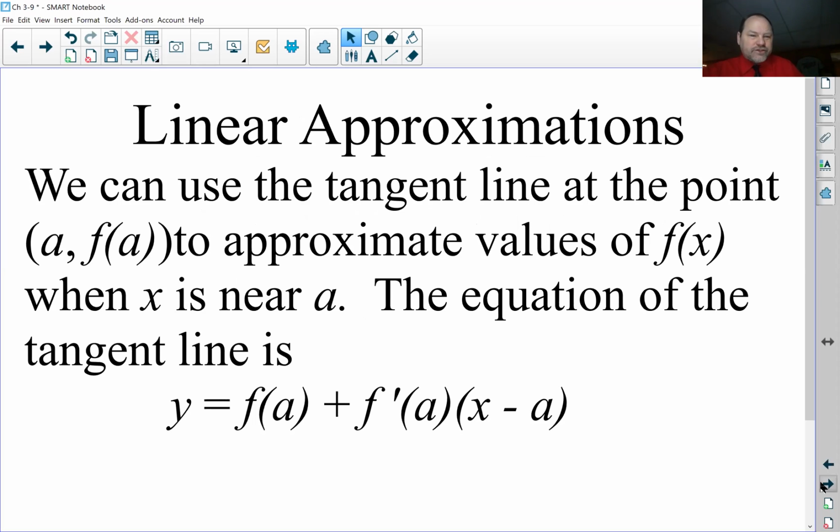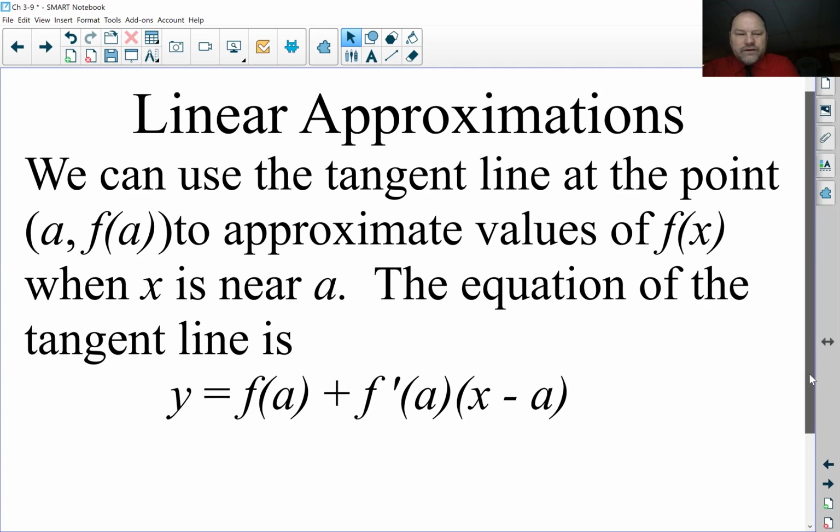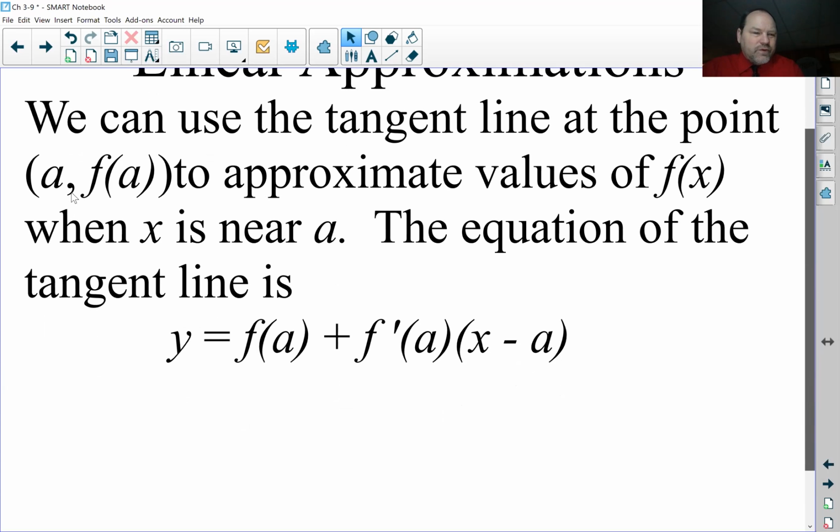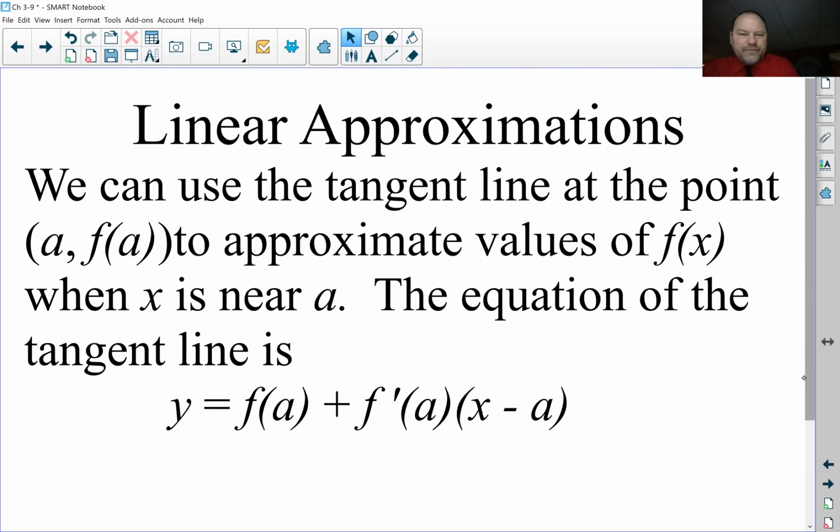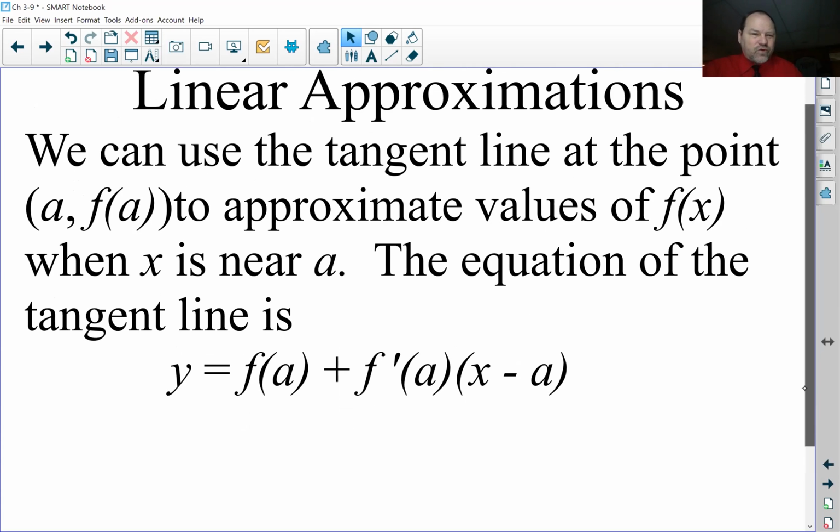So a linear approximation, we can use a tangent line at the point a, f of a, to approximate values for some function f of x when x is near a. The equation of the tangent line, and this is just one form, y equals f of a plus f prime of a at x minus a. And this form is actually the point slope form of a line. If we think about the point a, f of a, the slope of our tangent line is f prime.